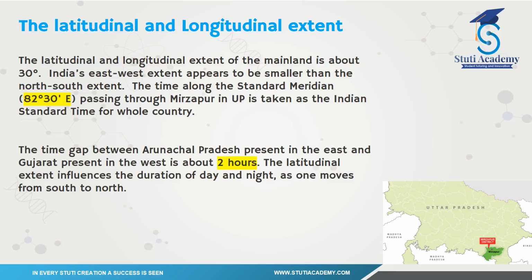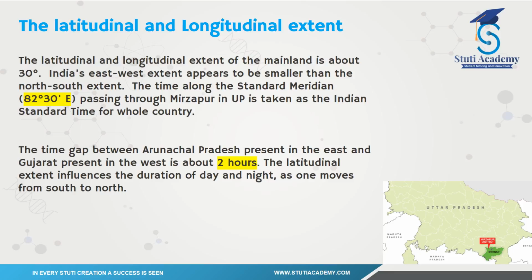Students, this happens because of the huge longitudinal expanse of the country. There is a huge distance between the eastern and the western endpoints of the country. This leads to a time lag of 2 hours between the local times of the two places. However, in practice, the clocks in both locations will show the same time because the entire country follows a standard time. India's standard time is the time along longitude 82.5 degrees east. This longitude passes through Mirzapur in Uttar Pradesh. This longitude is referred to as the standard meridian of India.